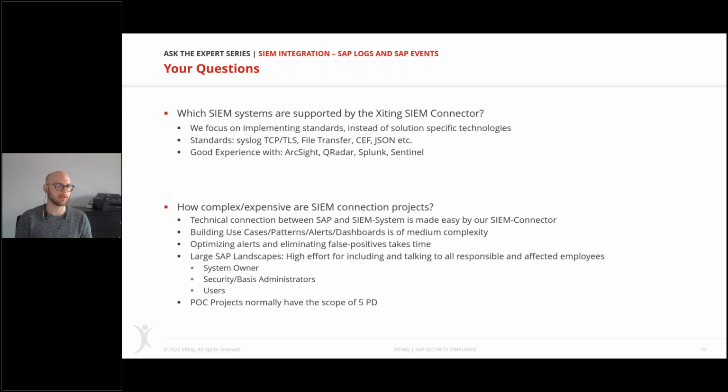Yeah, as I said, it rather makes sense to implement well-defined standards, and we have very good experience at the customer side, for example, with ArcSight, Curator, Splunk, or Sentinel, and they all understand these formats, because these formats are actively used by other technologies like Linux servers.